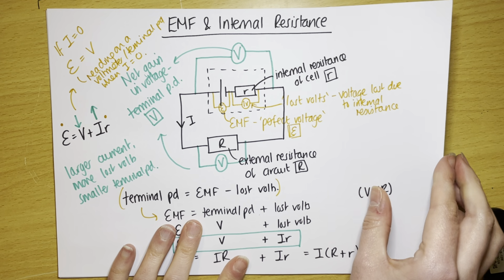So the final thing to just quickly talk about for EMF and internal resistance is an experiment to work out what the internal resistance and EMF of a circuit is.